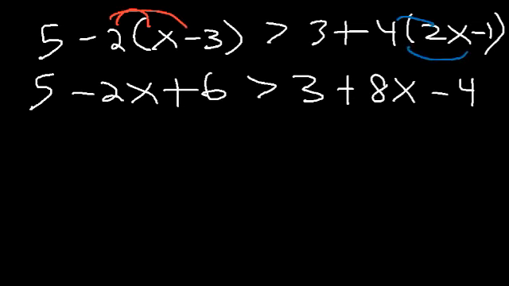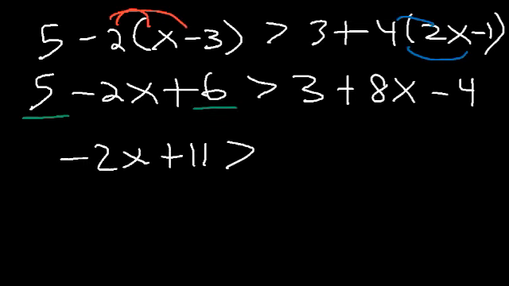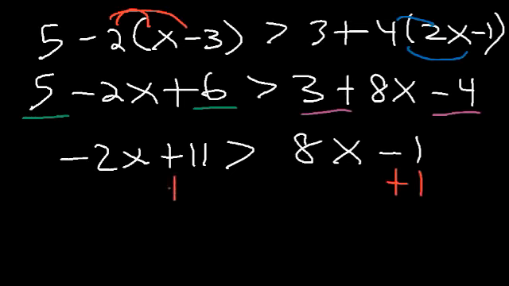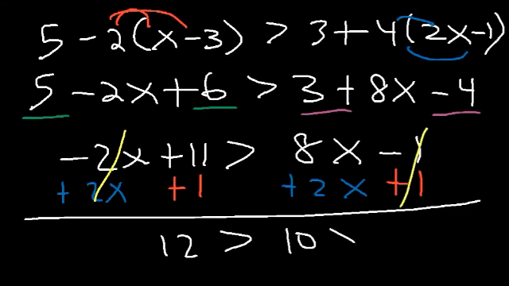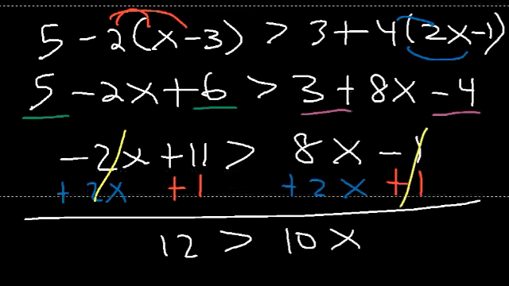And then let's add like terms. 5 plus 6 is 11. And 3 minus 4 is negative 1. So now at this point, let's add 1 to both sides, and simultaneously let's add 2x to both sides. So negative 1 and 1 will cancel, and the same with 2x. 11 plus 1 is 12. 8 plus 2, that's 10. So 12 is greater than 10x.